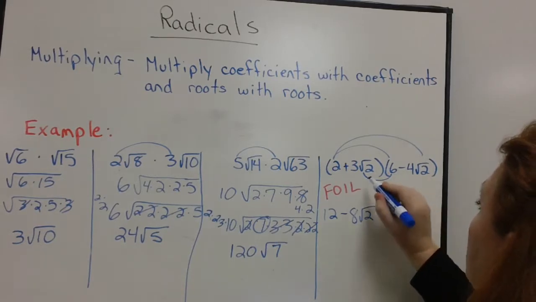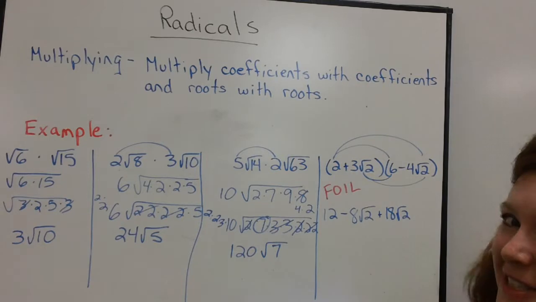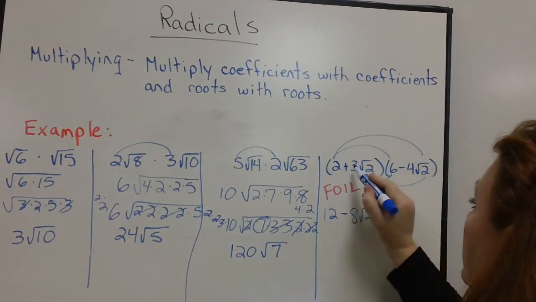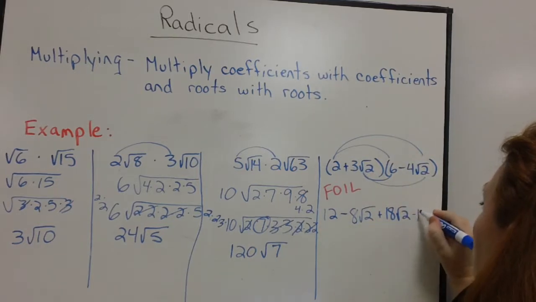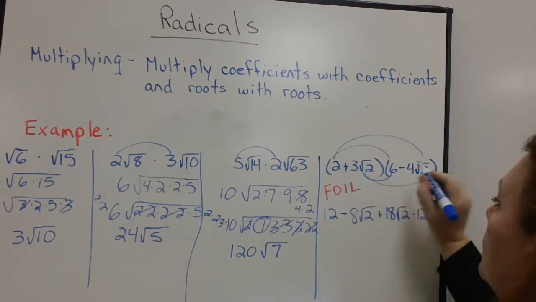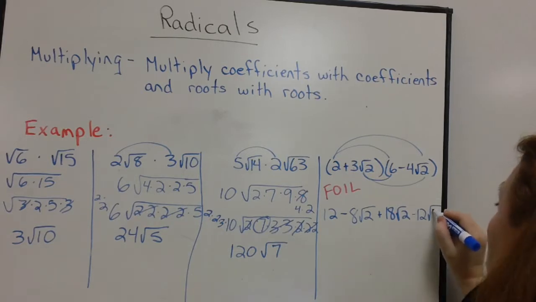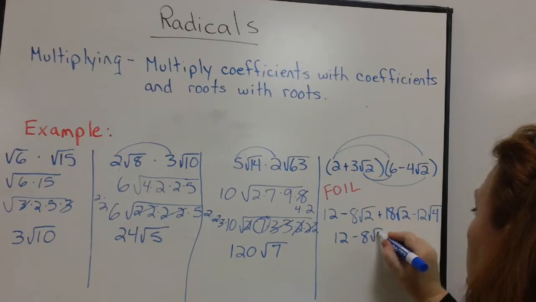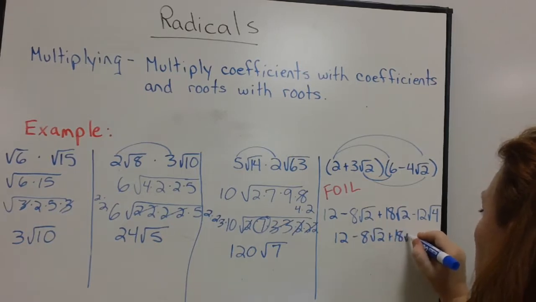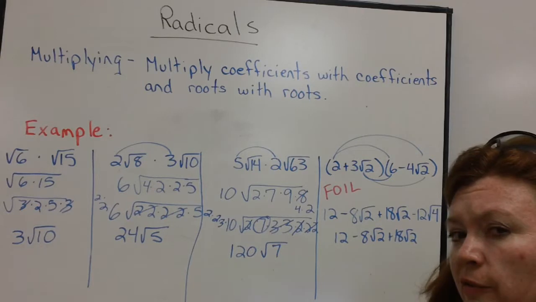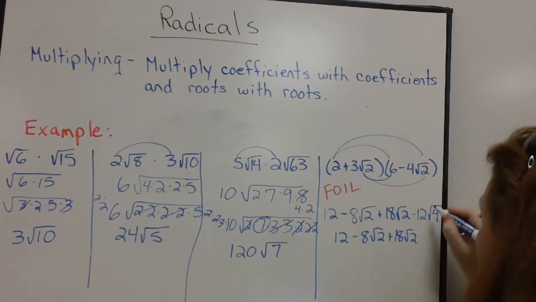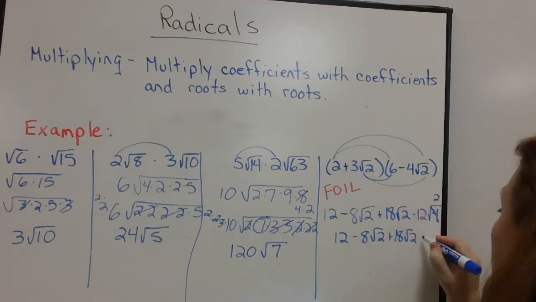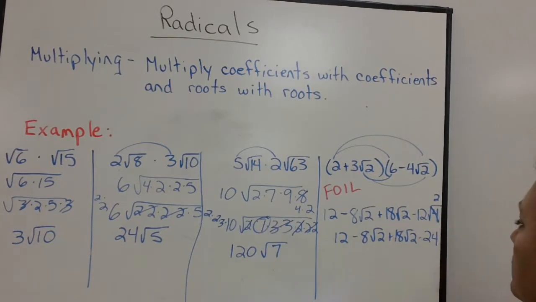And then last, this is the trickiest one, 3 square roots of 2 times the negative 4 square roots of 2. 3 times the negative 4 is a negative 12. Square root of 2 times square root of 2 is the square root of 4. 12 minus 8 square roots of 2 plus 18 square roots of 2. What is the square root of 4? It's 2. Negative 12 times 2 is a negative 24.